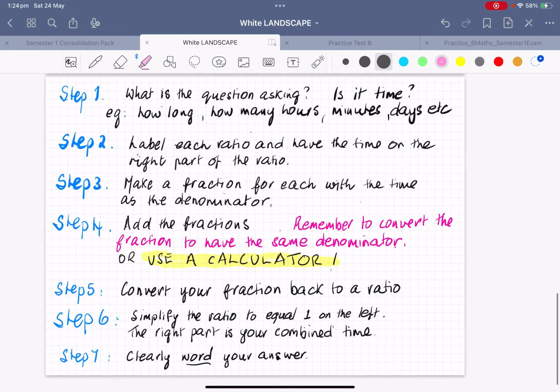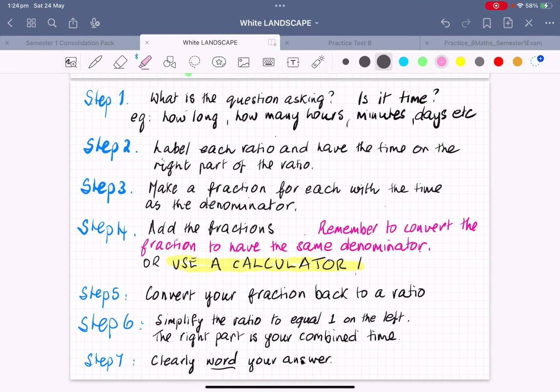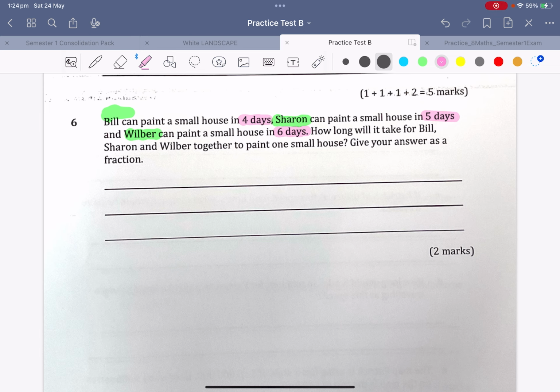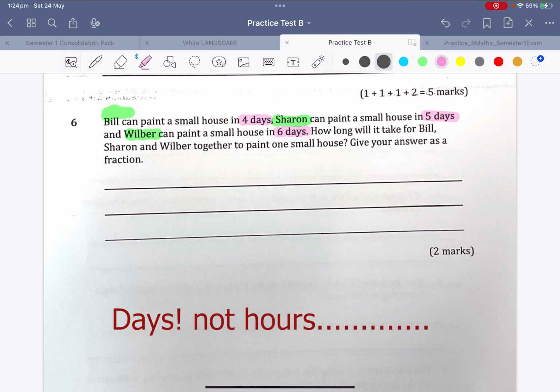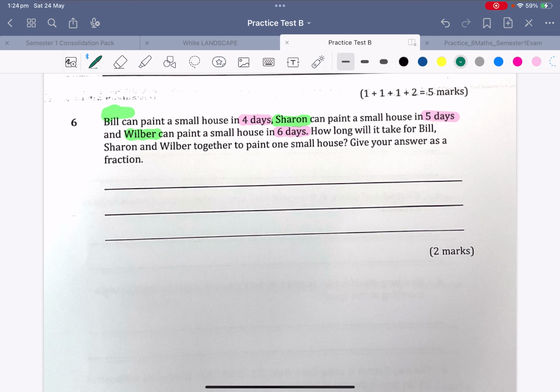These are the steps you can write in your cheat sheet. So pause here, write the steps, and then attempt that second question. And we'll go over it for you in a tick. Okay, ready to begin? Step 1, what is the question asking? It's asking how many hours for one house. But at the moment, we're going to step 2, label each ratio with the time on the right part of the ratio. So let's start off with Bill.